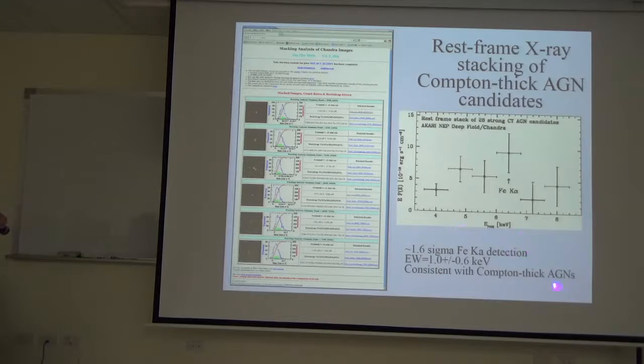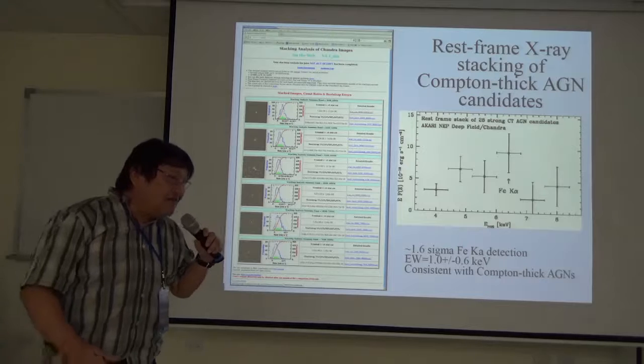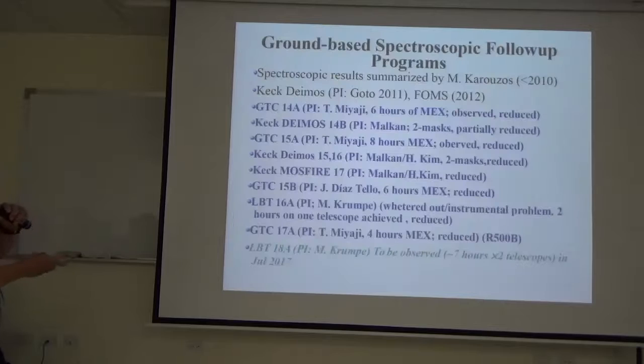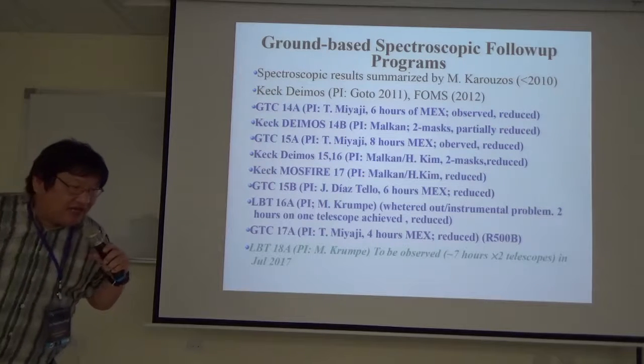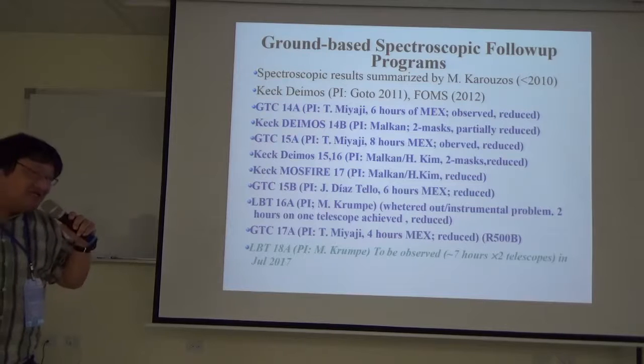And the equivalent width is still consistent with Compton-thick AGNs. So what we are kind of sure of is that among these 28 objects, there are some number of Compton-thick AGNs. Let's see. So the next step is that we are really working hard to get spectra of these X-ray sources as well as composite AGN candidates.